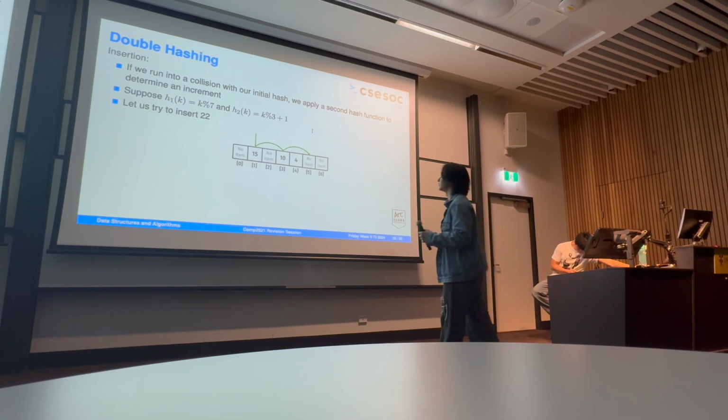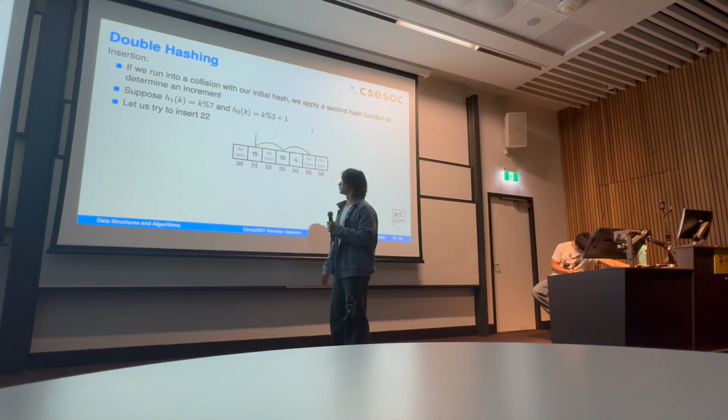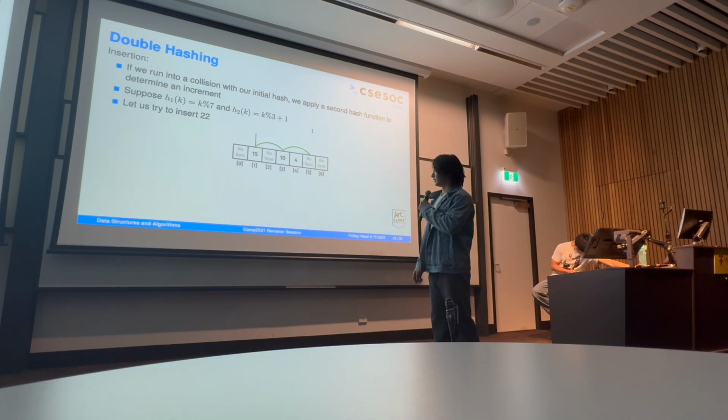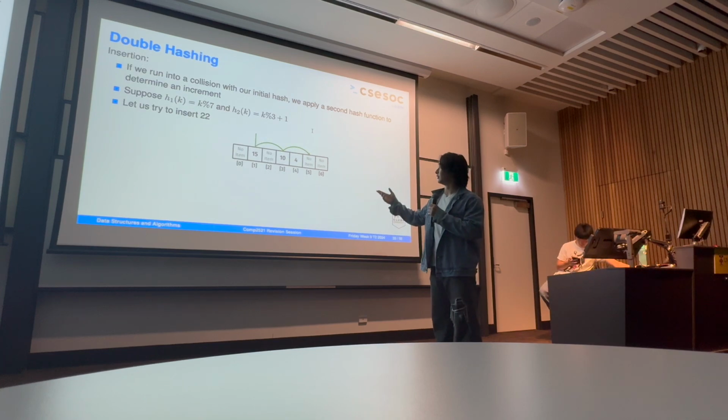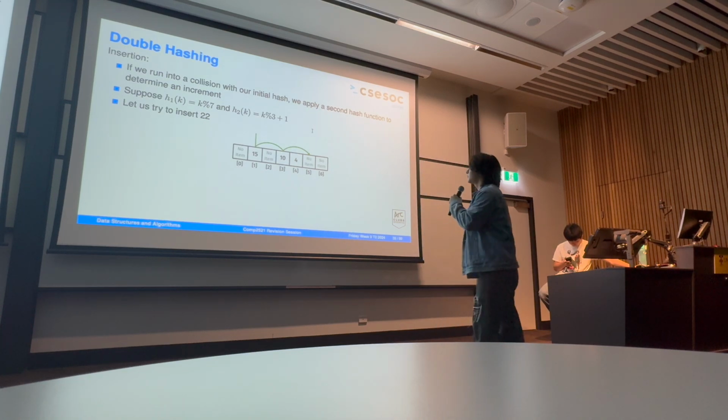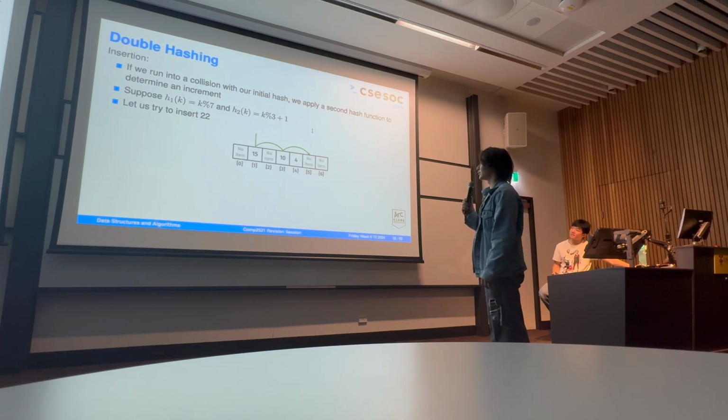Let us try to insert 22. When we insert 22, we first use our initial hashing function, which is k mod 7. This gives us a value of 1. Okay, 15 is already here, so that's a problem. Now we need to find a new place to put it. What we now do is we repeatedly use h2 of k. So we had 22, now we mod 3, that gives me 1 plus 1, which is 2, I suppose.